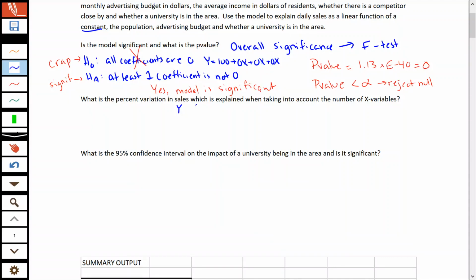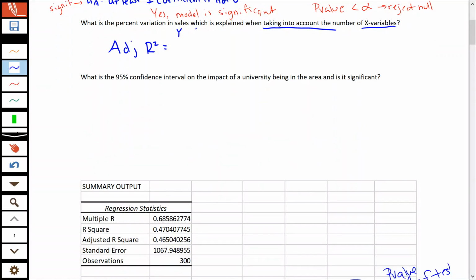When we talk about that, but also taking into account how many X variables we have, or sometimes we'll talk about holding constant the number of X variables, some kind of reference to the number of X variables, what we're actually being asked about here is the adjusted R squared value. And so our adjusted R squared value, we can get that from our regression statistics. So you can see that we've got R squared there, and then we have the adjusted R squared.